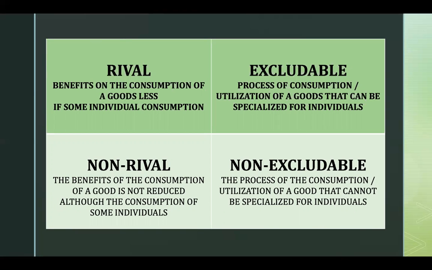Actually, for the type of goods, there will be four differentiations: rival, non-rival, excludable, and non-excludable. So for the rival, the benefit of the consumption of a good is less if there is consumption by some individuals. Non-rival is when the benefit of the consumption of a good is not reduced, although some individuals consume it. So that's the differentiation. And then excludable is the process of consumption or utilization of a good that can be specialized for individuals. And non-excludable is the process of consumption or utilization of a good that cannot be specialized for individuals.